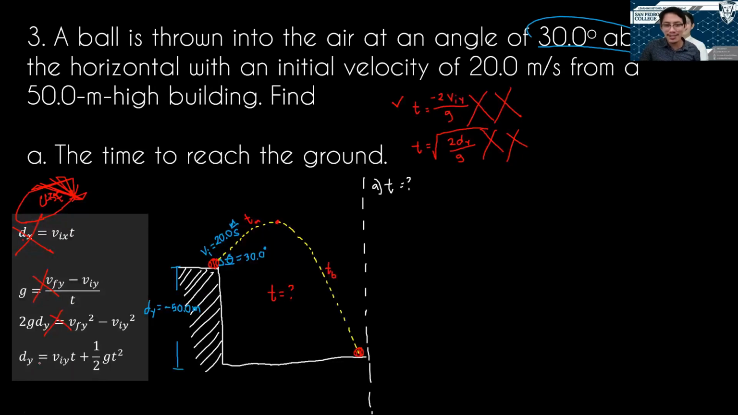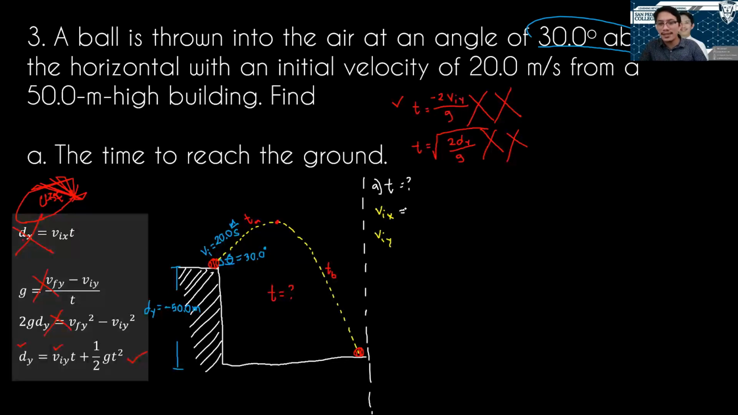Wala tayong choice. Check natin ang fourth equation. Do we have dy? Yes. Do we have viy? Yes. Later, masolve mo yan. So that means we can use this equation. Follow? Good. So again, the first step, solve for vix and viy. That's always the first step.